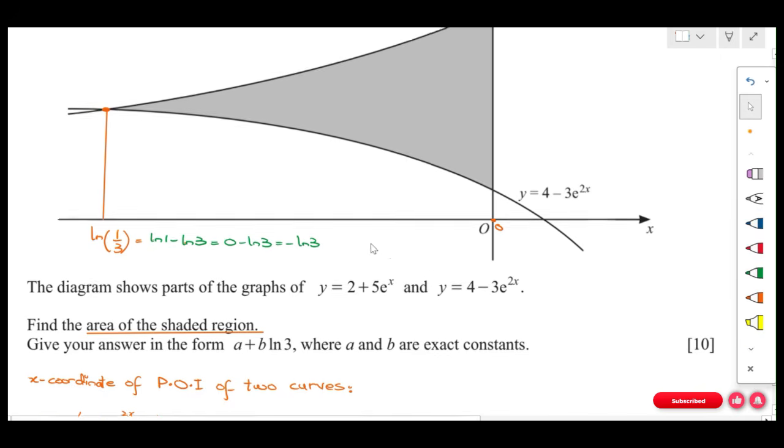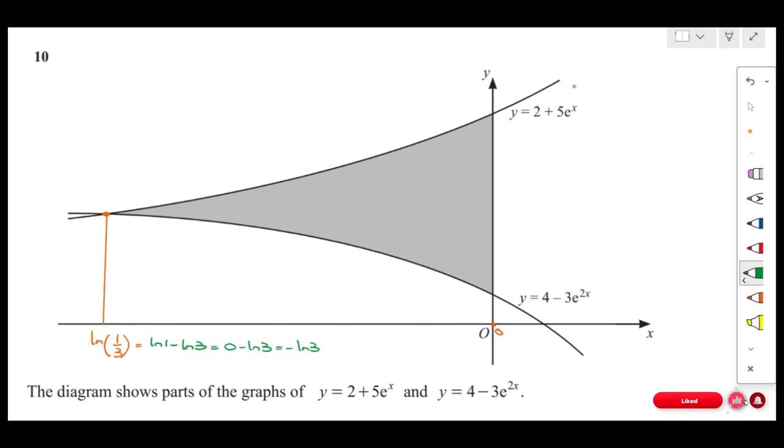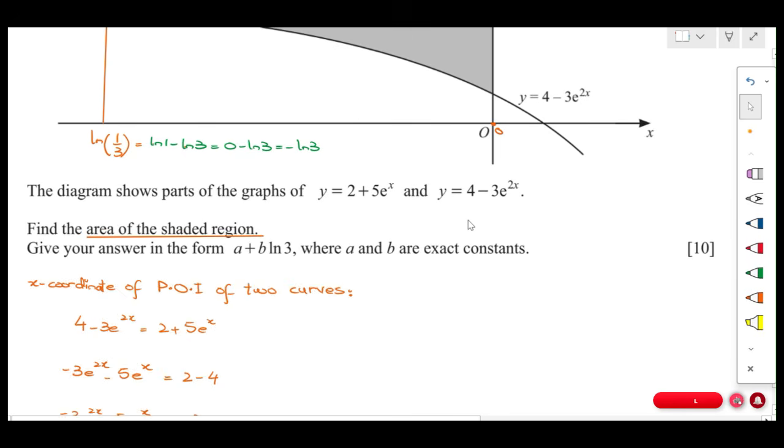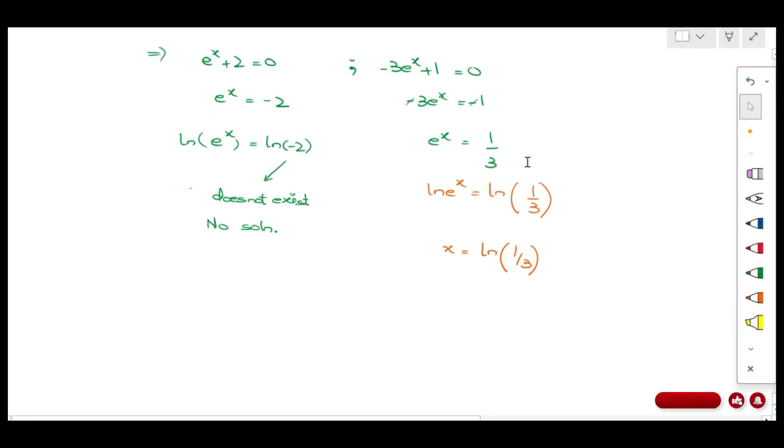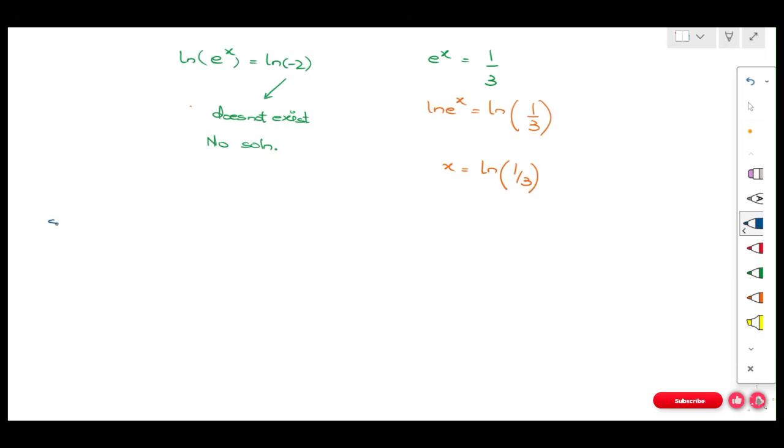This should be negative because here the x values are negative, right? So integrate the upper curve from 0 to minus natural log of 3, and subtract the integration of the lower curve from 0 to minus natural log of 3. This would be the area of the shaded region. This is your upper curve and this is the lower curve. So the shaded area is the integration from minus natural log of 3 till 0. Upper limit should be bigger. Yes.